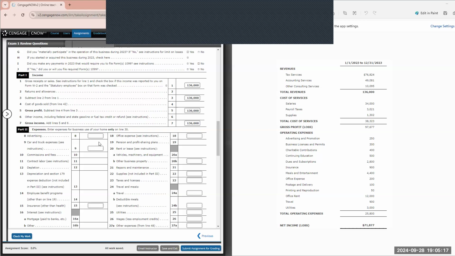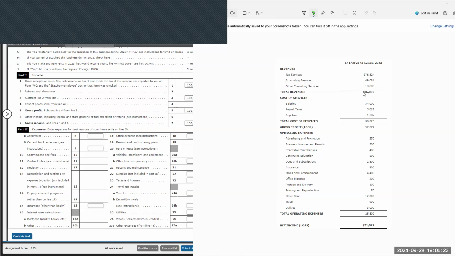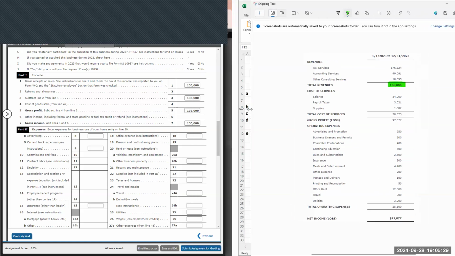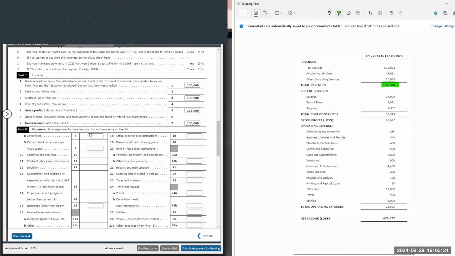Next for line 8, we start to look at the fact pattern. What I like to do, even in the profession, is when I am finished with a number, I cross it out. That way I can make sure I input it and I'm not missing that number. So we cross out that 136,000. Next, we input advertising expenses. Some of these are in order. So the 250, we cross that out.